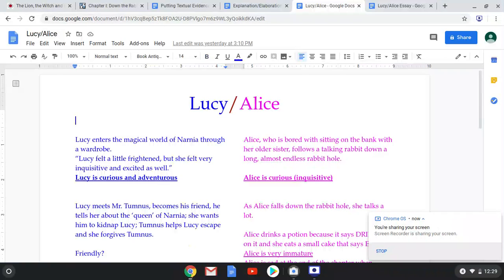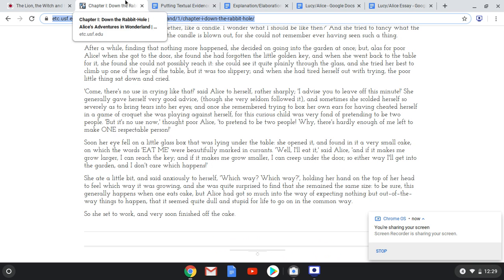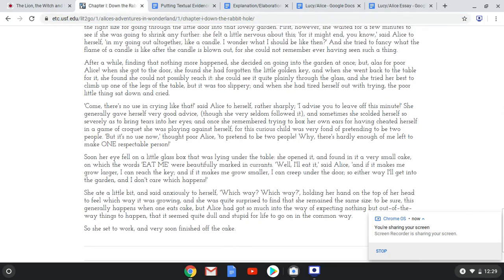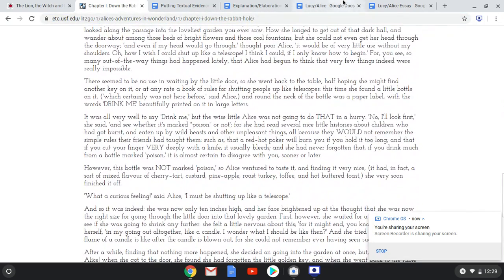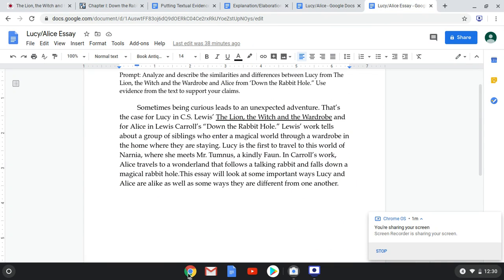I have my chart that we did. I have my text, The Lion, the Witch, and the Wardrobe, and Down the Rabbit Hole. I have that as well. So it's important to know that we have these things with us. And I have, of course, my essay that I'm working on.